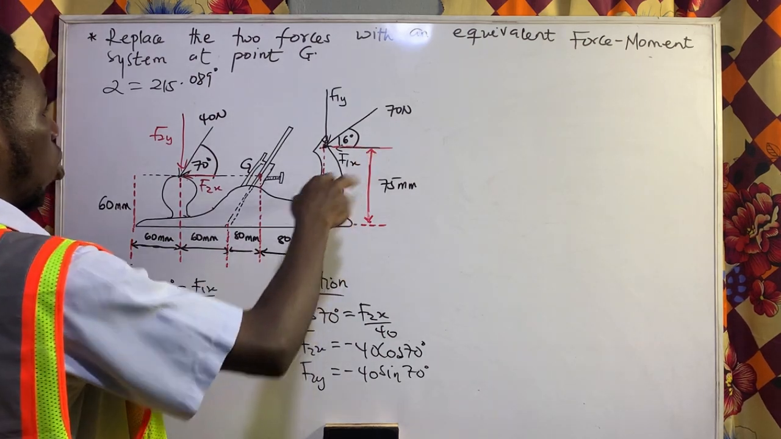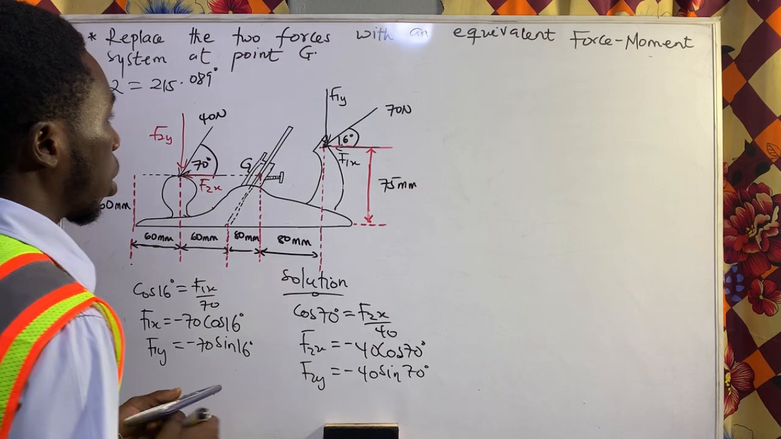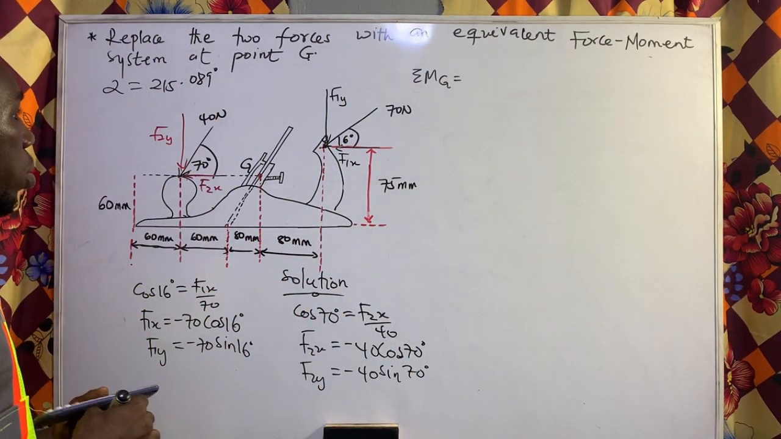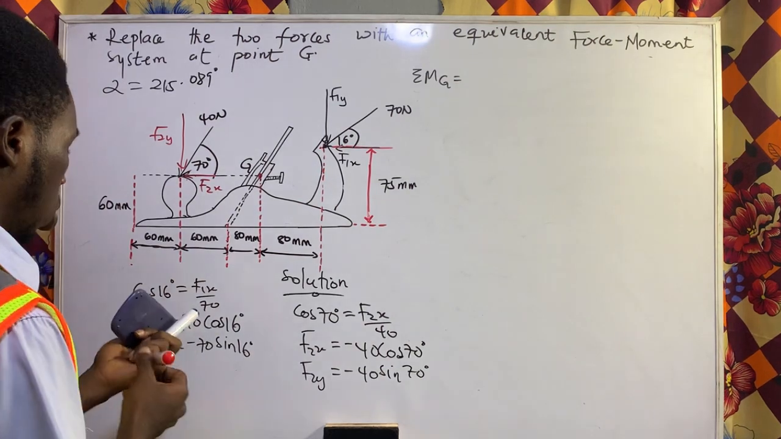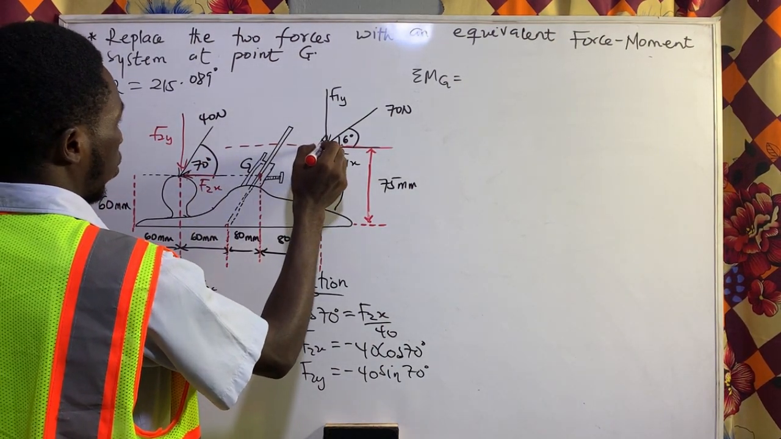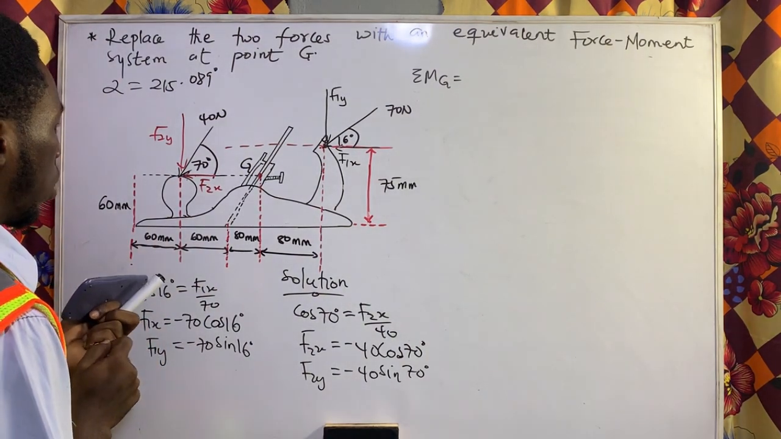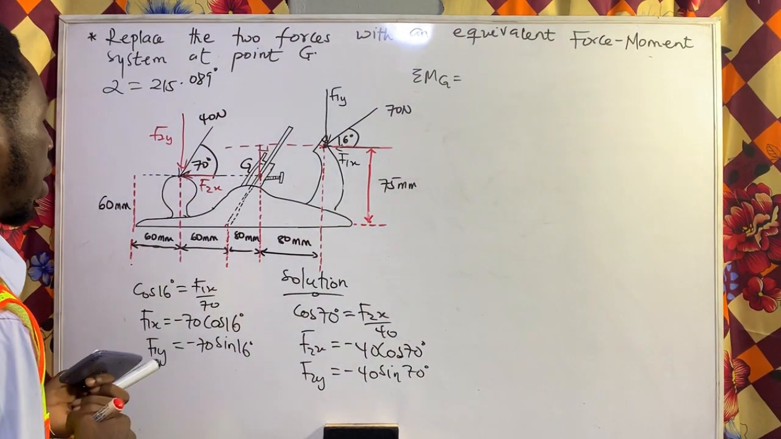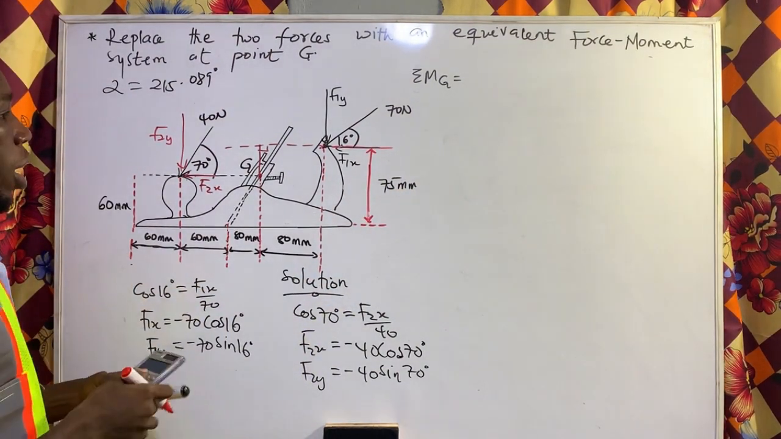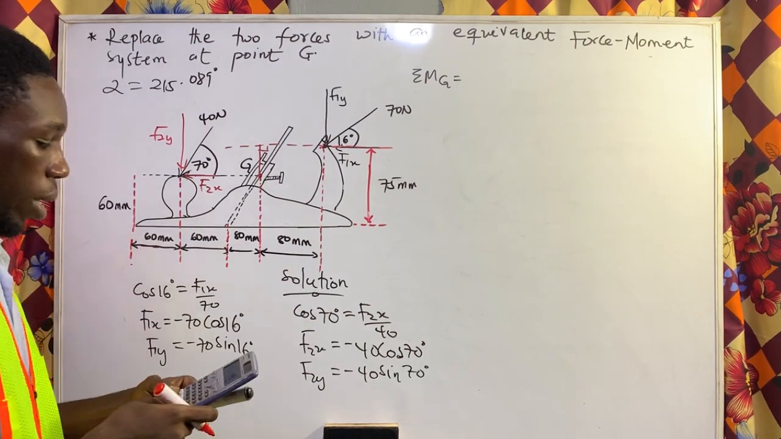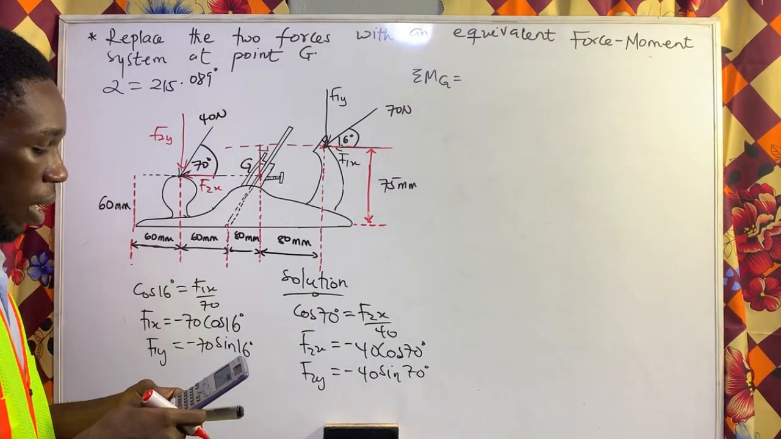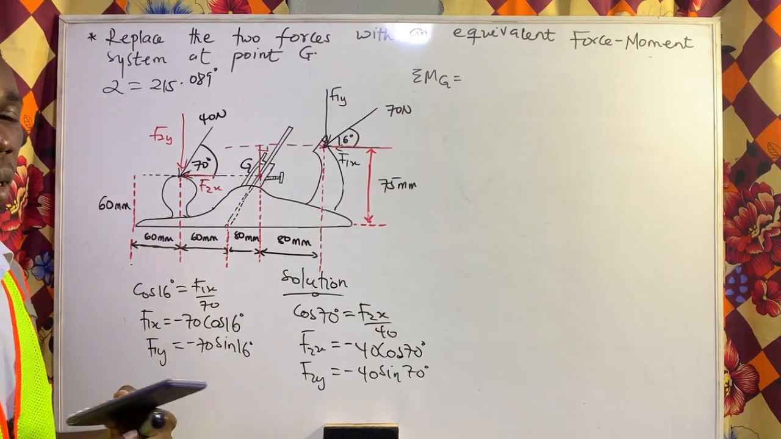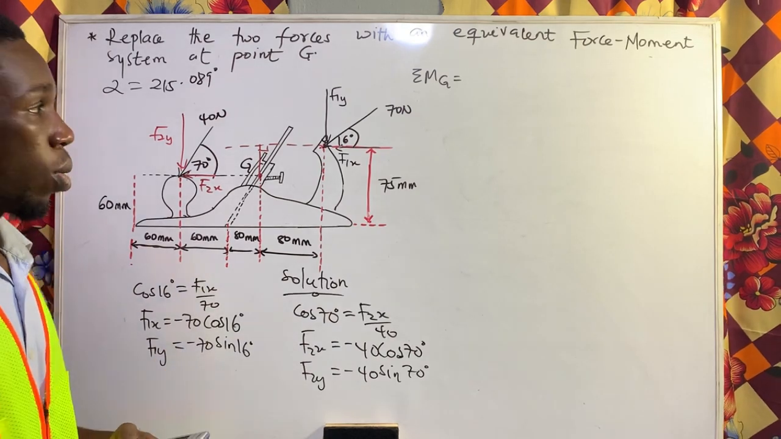Starting with the components of the 70 newton force, the sum of moments about point G. Let's consider the x component. This will be the line of action of the force, and we know moment is force times perpendicular distance. That distance is 75 mm minus 60 mm, and you have to convert from mm to meters. 75 minus 60 gives 15, and 15 times 10 to the power minus 3 gives 0.015 meters.